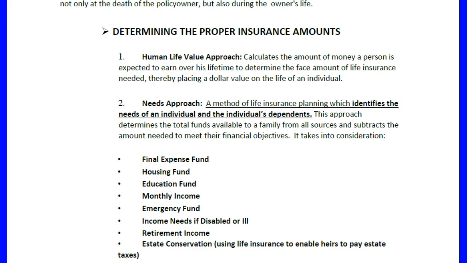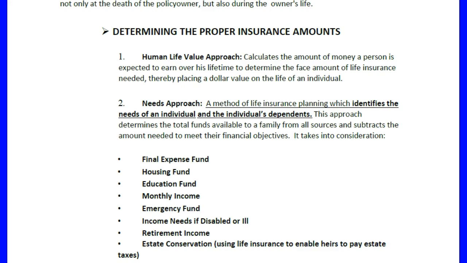So you have two ways of doing this. Like the human life approach, in which you calculate how much a person is expected to earn. So if the person is making $50,000 and you want to get insurance for 20 years, you get around $1 million. That's what you get in the human life approach.